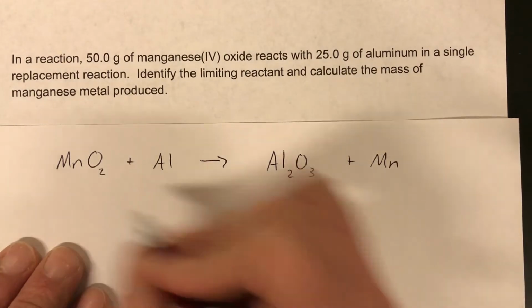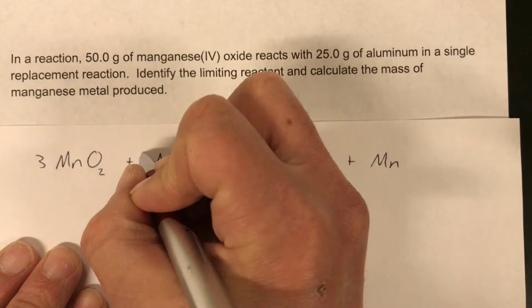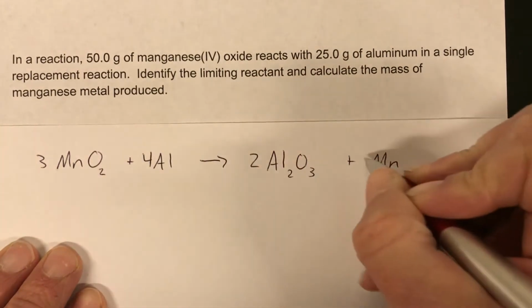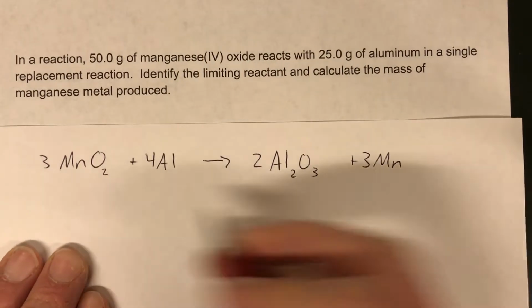And then we've got to go through and balance it. So coefficients of 3, 4, 2, and 3. And that gives us our mole ratios.